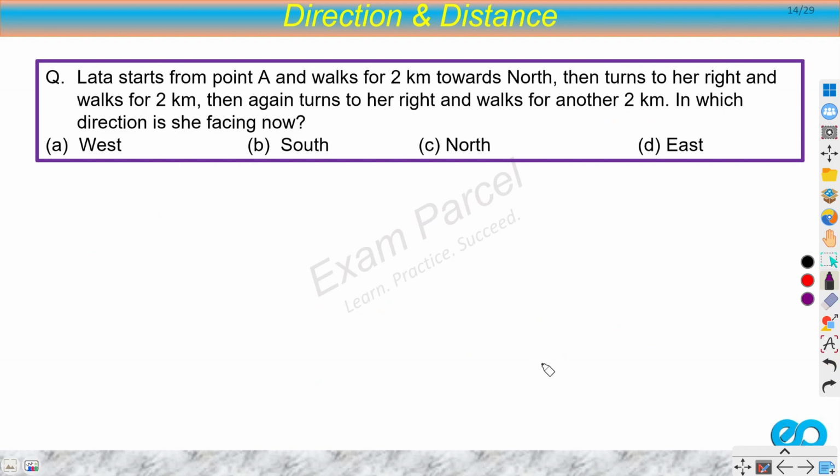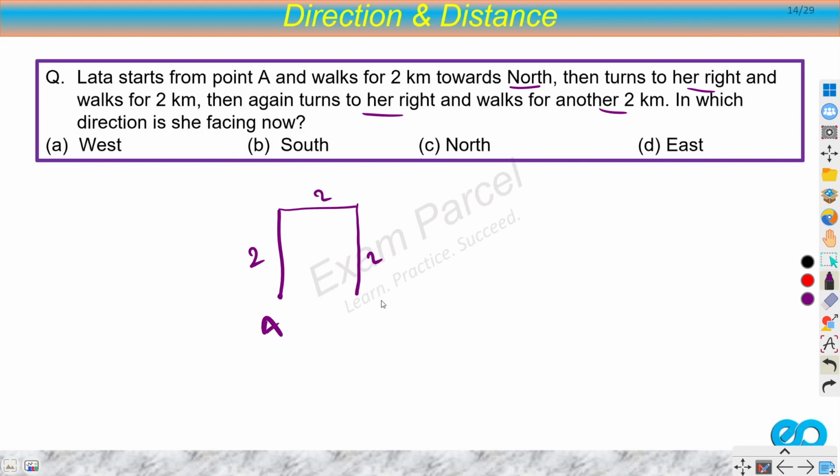Lata starts from point A and walks for 2 km towards north, then turns to her right and walks for 2 km, then again turns to her right and walks for another 2 km. In which direction is she facing now? Again similar question. Let's say this is point A and walks for 2 km towards north. This is, let's say, 2 km. Then turns to her right again this side and walks for 2. Then again turns to her right and walks for another 2. In which direction is she facing now?